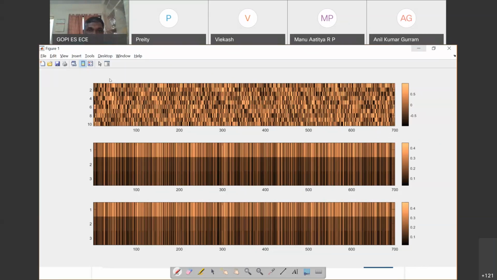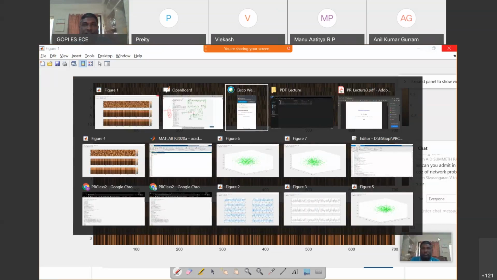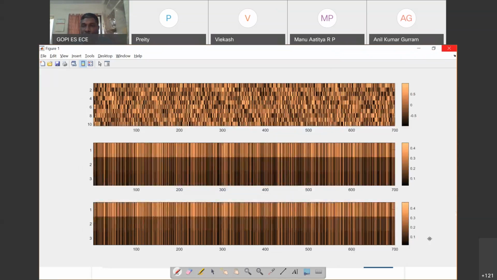Every column is a data point, right? So how many data points do you have now? The number of data points in this one is 700. You can see that there are 700 data points. This is what we call the training data. You have these 700 data points, so these are all the training data.